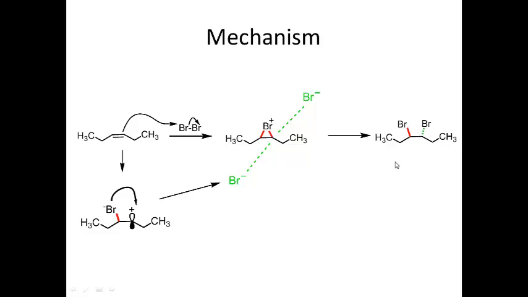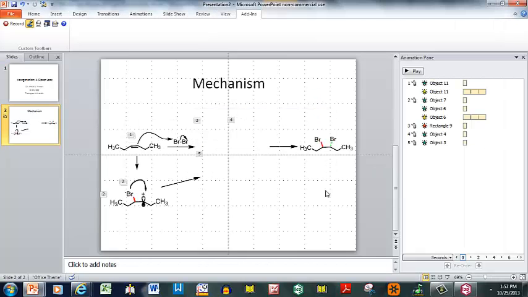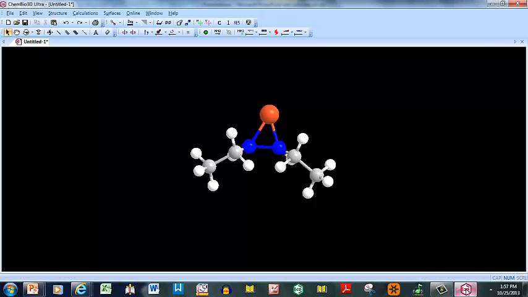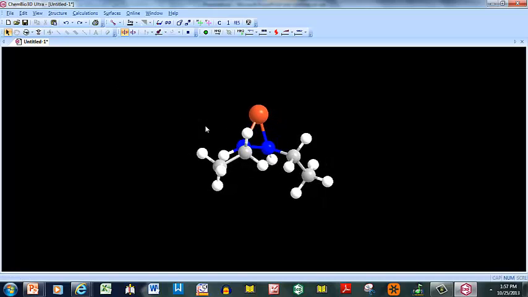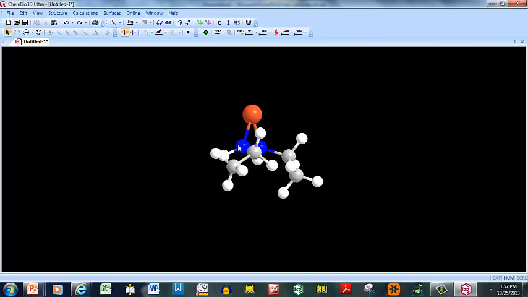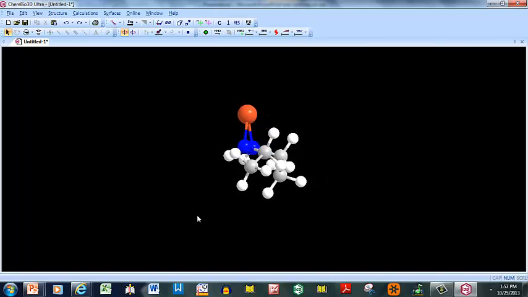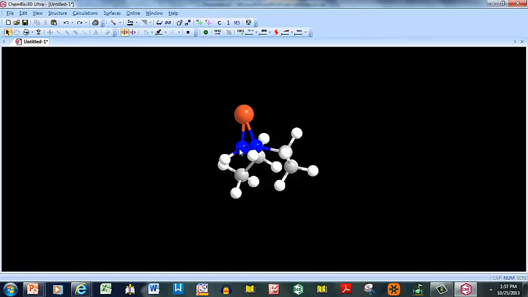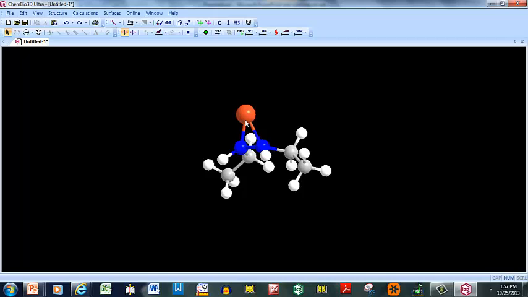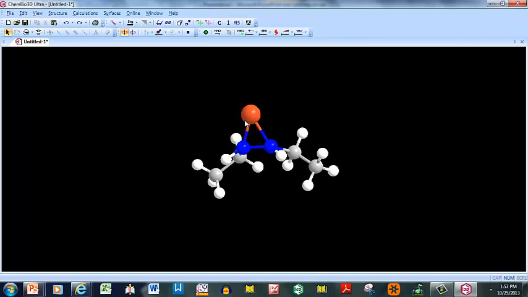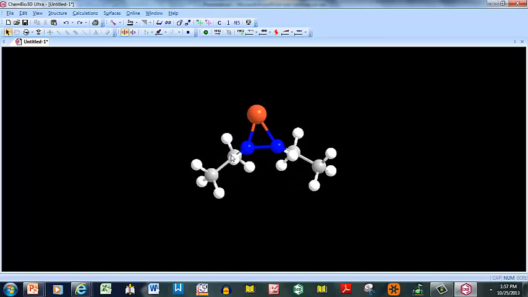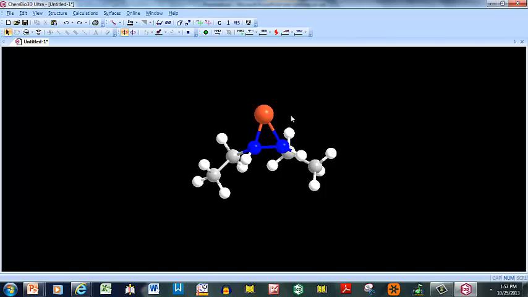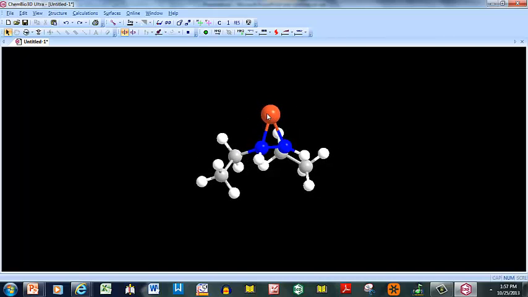So let's look at a 3D depiction of this. So here's my 3D model of my bromonium ion. Here are my two carbons in blue. I'll let it turn all the way around so you can see it. Here's the bromine, and you can see right away that if anything tries to come from this face, it's going to be blocked by this bromine.